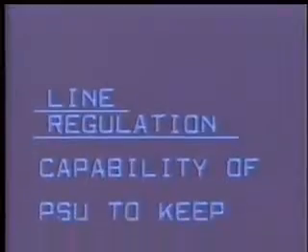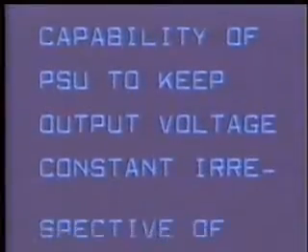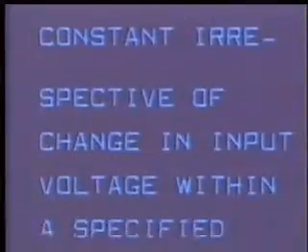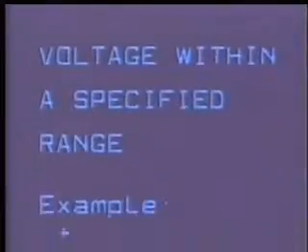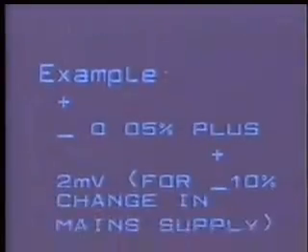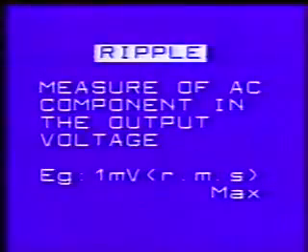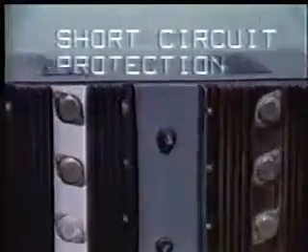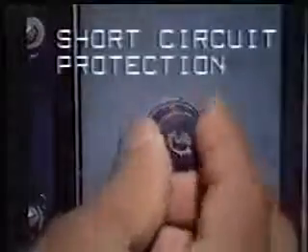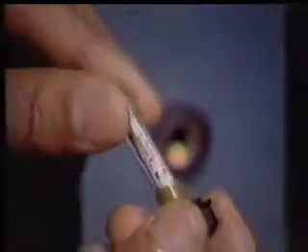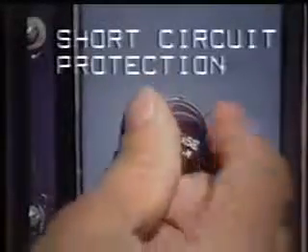Line regulation, capability of the power supply to keep output voltage constant irrespective of change in input voltage within a specified range. Ripple, it is the measure of AC component in the output voltage. Finally, it is important to mention whether the power supply is to be overload or short circuit protected or not. However, it is recommended that the power supply should be equipped with these protections.